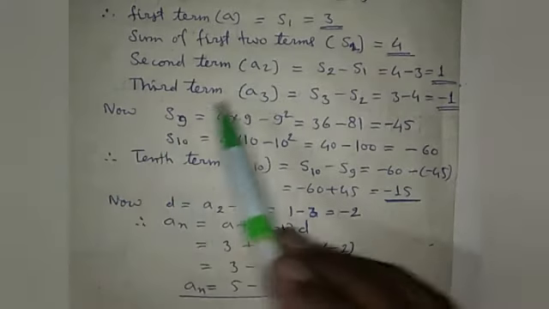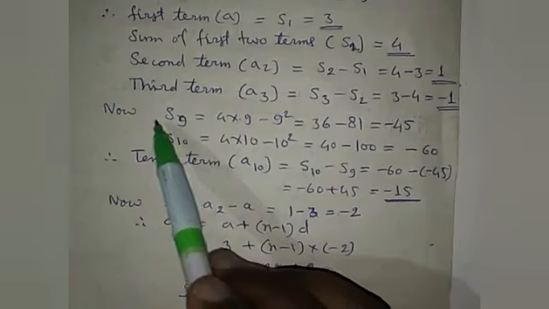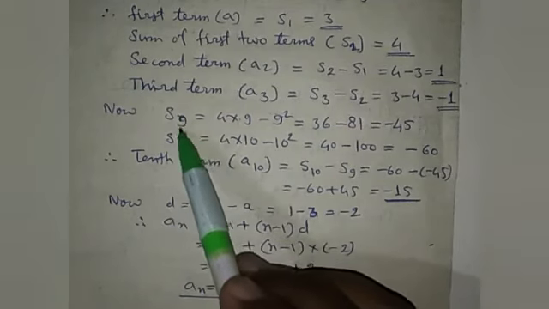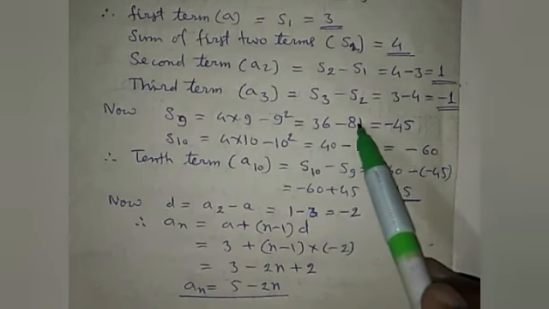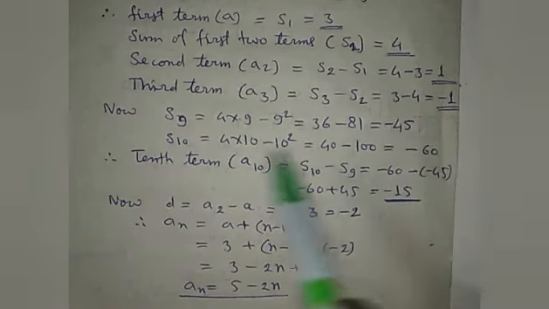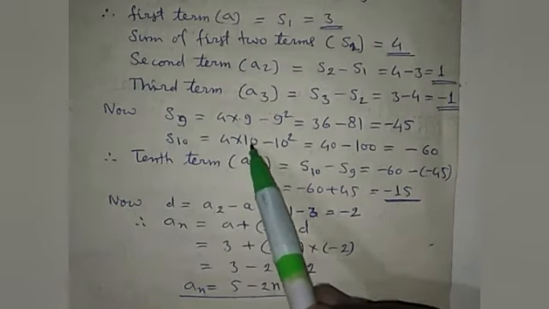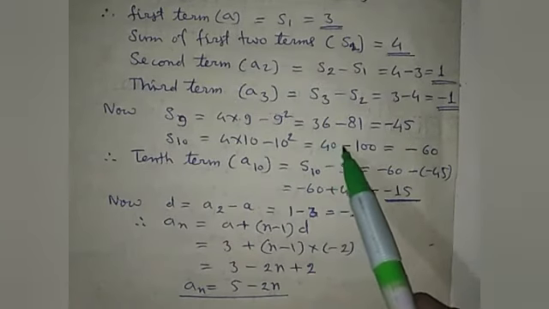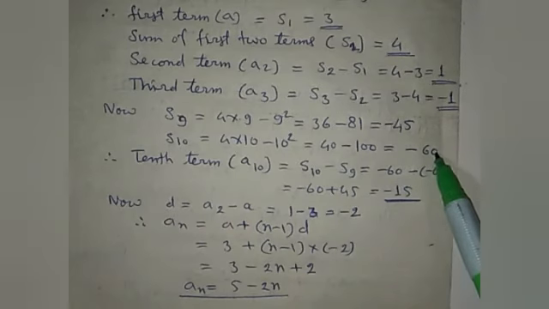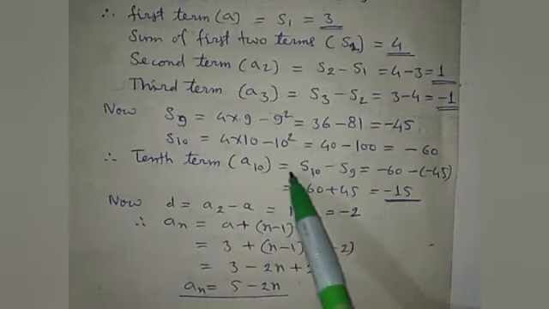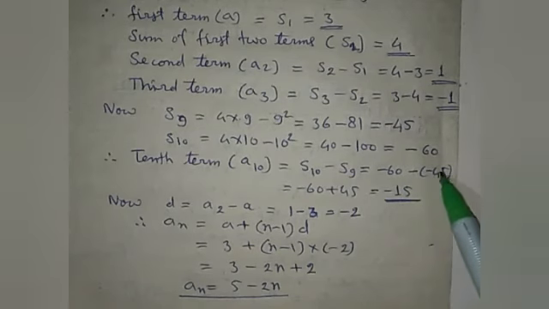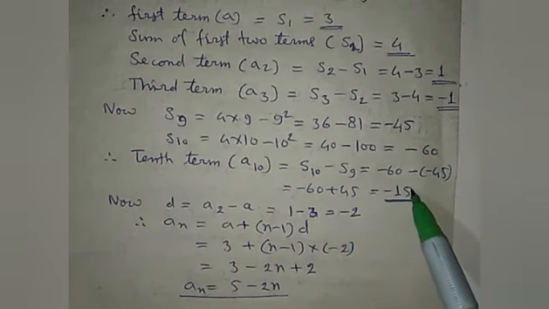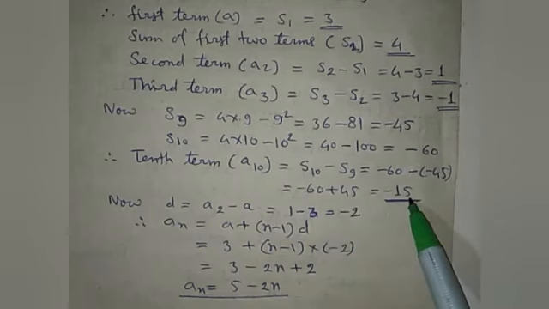Now we have to find the 10th term. So here we will get S9, the sum of 9 terms, that is equal to 4 into 9 minus 9 square, that is equal to 36 minus 81, which is equal to minus 45. And S10 is equal to 4 into 10 minus 10 square, that is equal to 40 minus 100, which is equal to minus 60. So the 10th term A10 will be equal to S10 minus S9, that is equal to minus 60 plus 45, which is equal to minus 15. So the 10th term is minus 15.